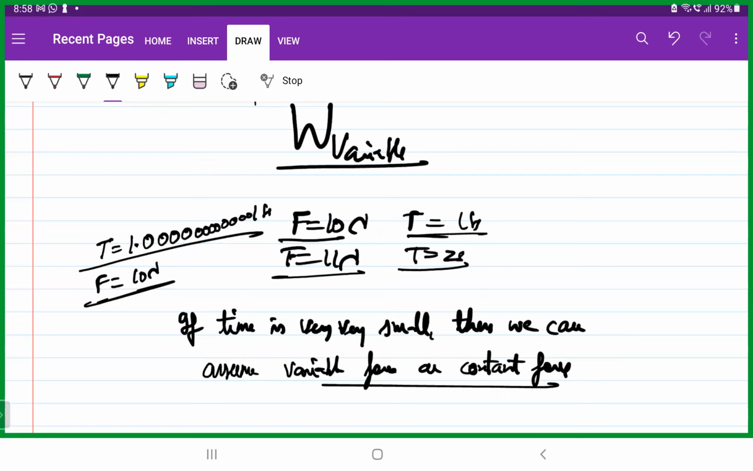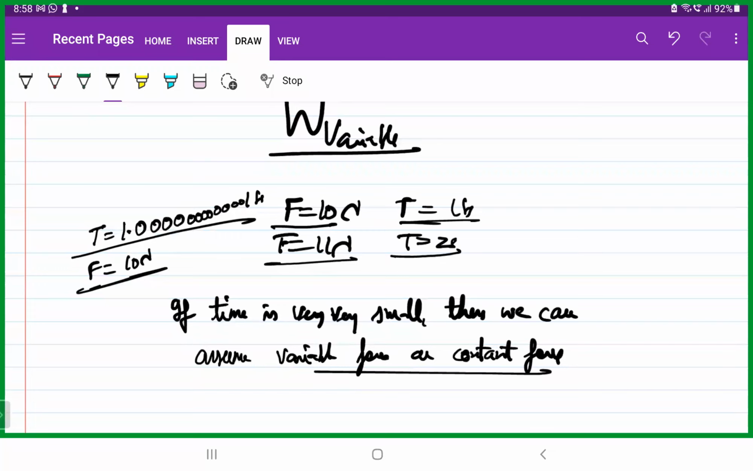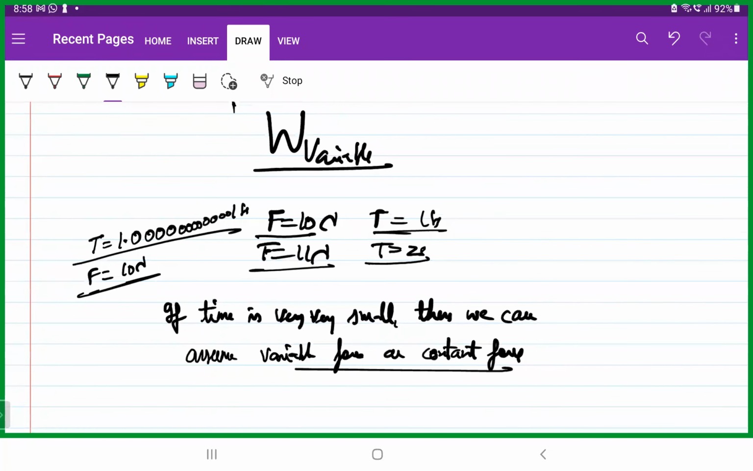even if the quantity is changing, it's changing with respect to seconds. We are going in 10 to the power minus 15 second, in that range, minus 20 second, minus 50 second, 1 by 10 to the power minus 100 second. In that order we are going. So our time is such a small time that variable force will start acting like a constant force.